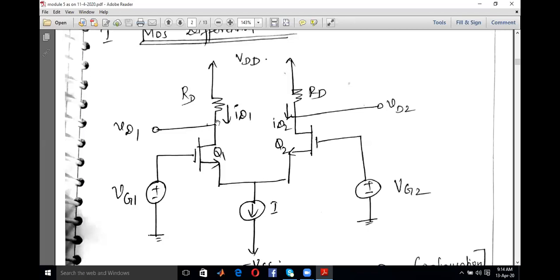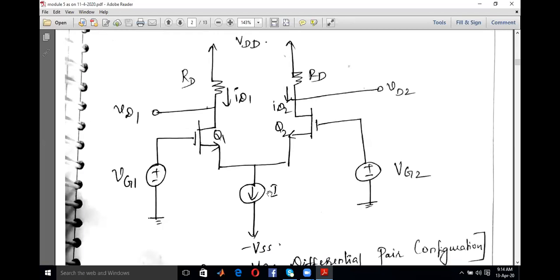It is a double-ended output. And note that ID1 and ID2 are the two currents flowing through Q1 and Q2, which flow through the transistors and come to the source and join together to form I. So I is a biasing current. Okay, so we can set this particular current I, and you already studied the current source and current mirror circuits in the previous module.